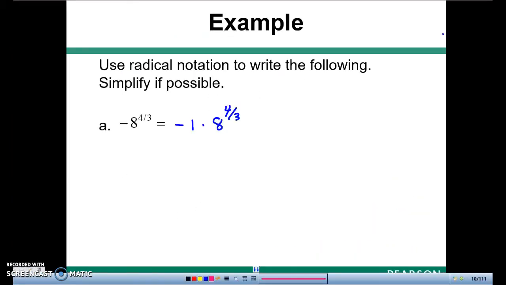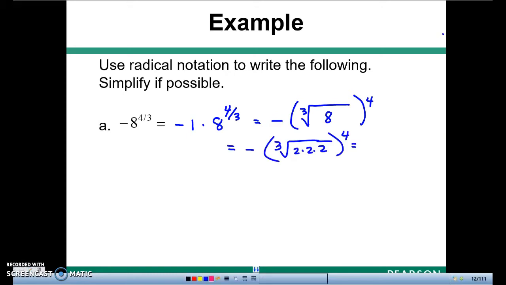Okay. Let's use radical notation to rewrite the following. Simplify if possible. The exponent here only applies to a base of 8 and not that negative sign. It's like multiplying by -1. So we're going to take 4/3 of 8. Our index is 3, so we're going to take the cube root of 8 and then raise it to the 4th power. The answer is going to be negative.